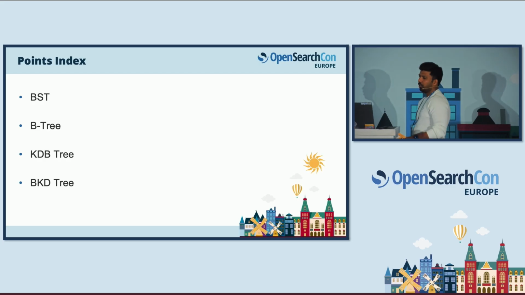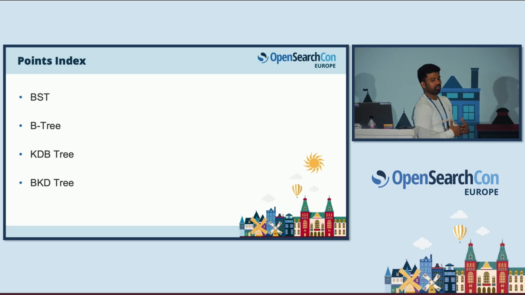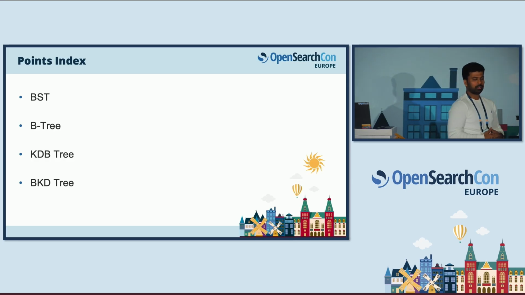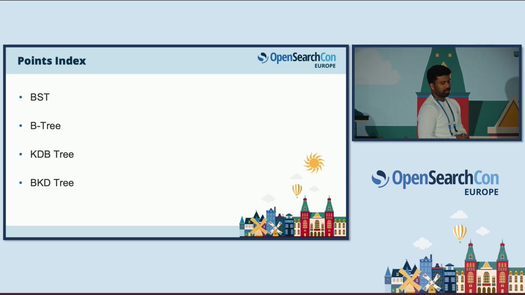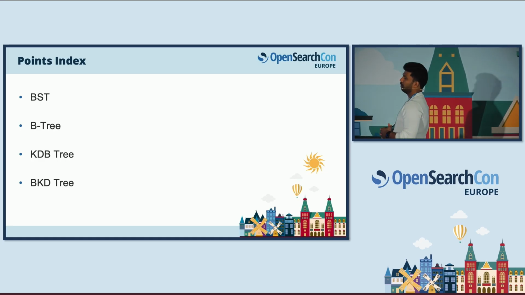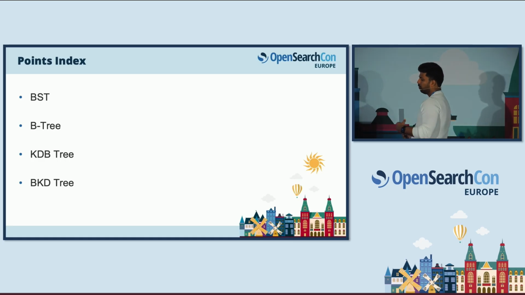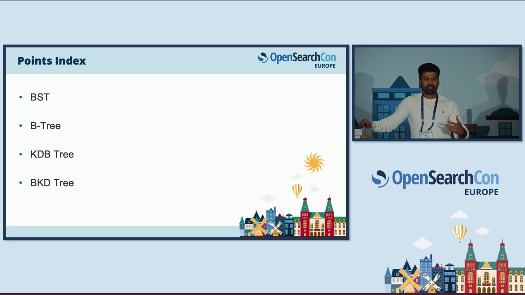And BKD tree is nothing but a more disk efficient implementation of KDB tree. So we don't necessarily need to go into details of BKD tree for the purpose of this talk, but it just ensures whenever you are trying to look for a certain value, the number of disk seek operations that you need to do is minimal.